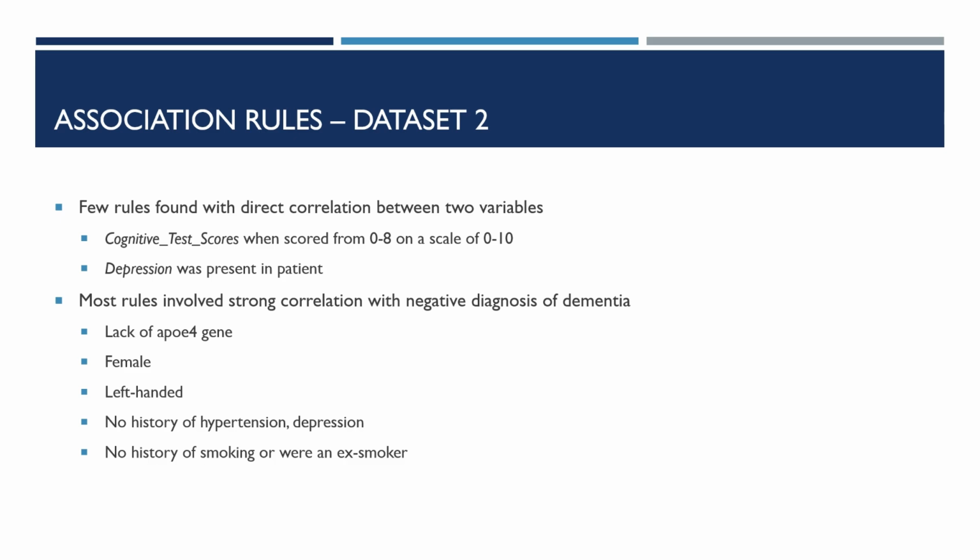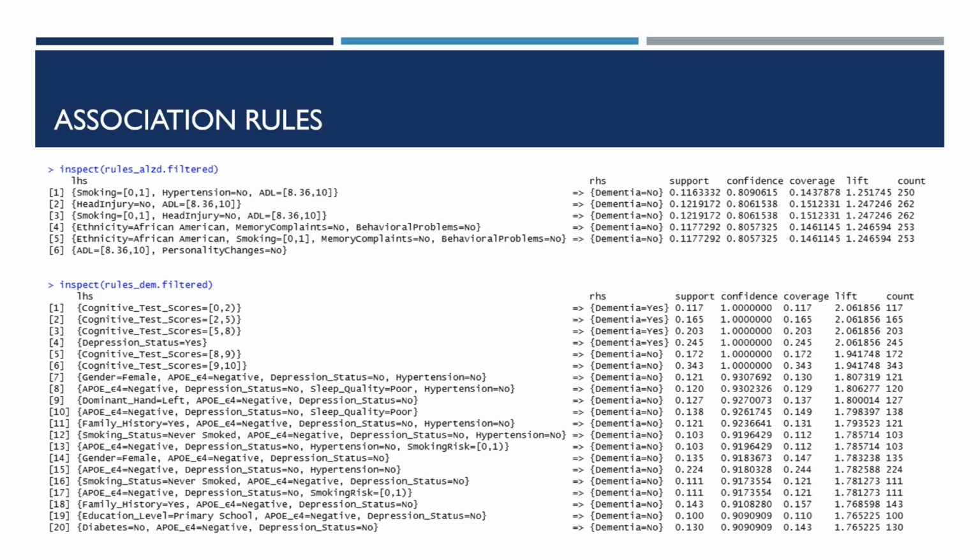Other features that were strongly correlated with a negative diagnosis were the lack of an APOE4 gene, which is commonly seen in Alzheimer's disease patients, as well as a lack of hypertension and depression, which are common symptoms of dementia. Looking at the association rules, there were many rules identified for patients that did not have dementia, but very few that had a strong correlation with patients that were diagnosed with dementia.